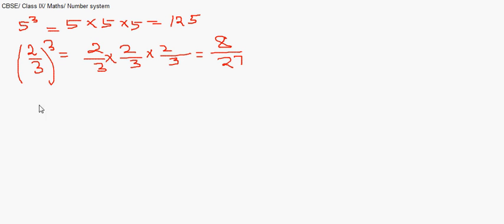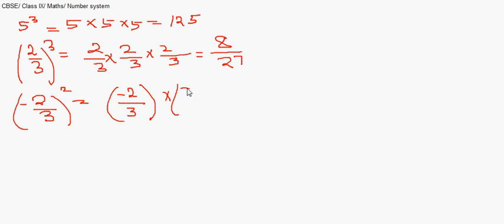If it is a negative base of the same number, that means we are multiplying negative 2 upon 3, 3 times. So the answer becomes: negative times negative is positive, positive times negative is another negative, so it becomes minus 8 by 27.